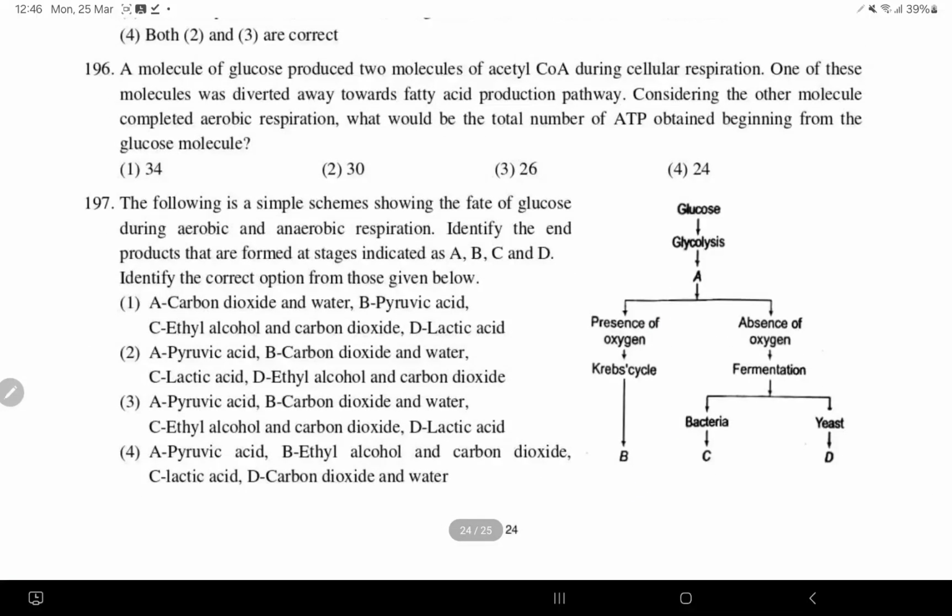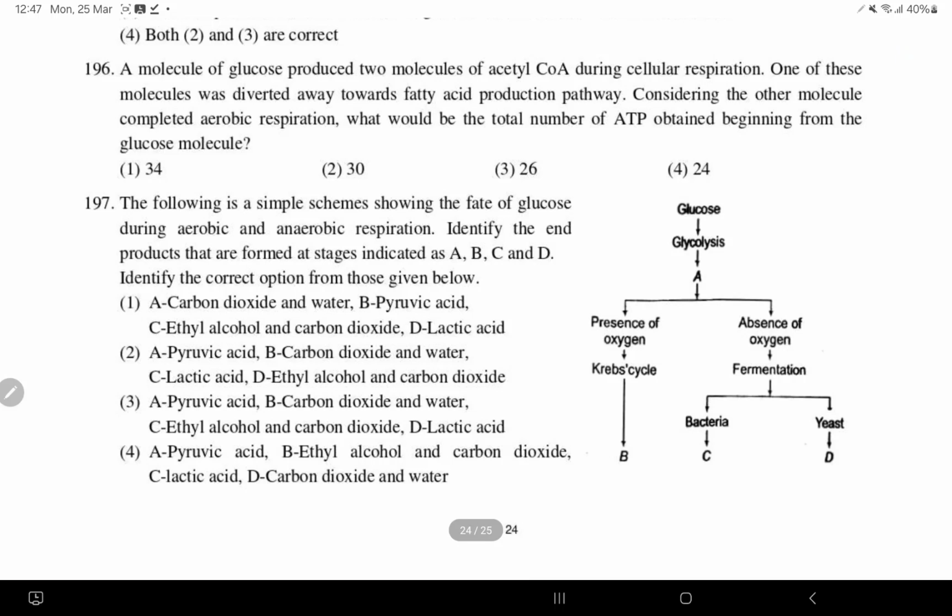A molecule of glucose produced 2 molecules of acetyl-CoA during cellular respiration. One of them was diverted away towards fatty acid production. Consider the other molecule completed the aerobic respiration. What will be the total ATP obtained? So correct option is 26.